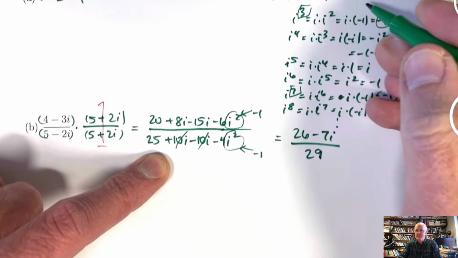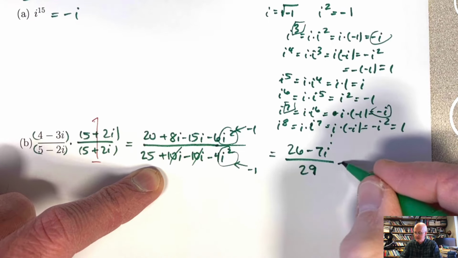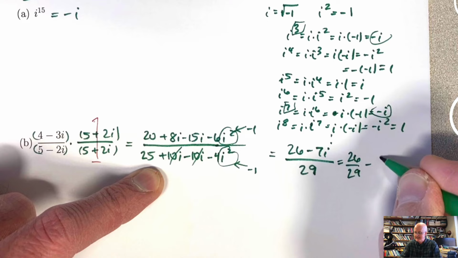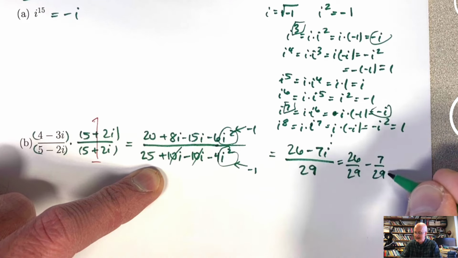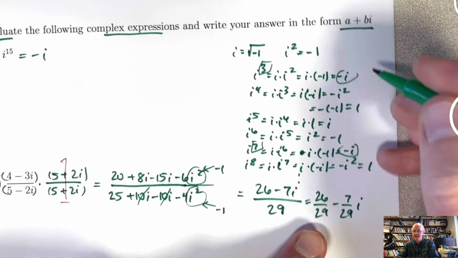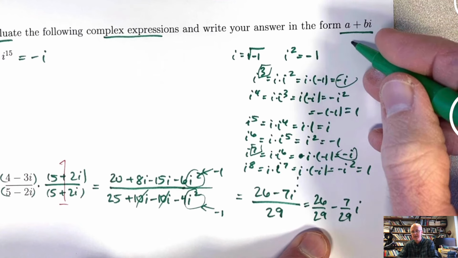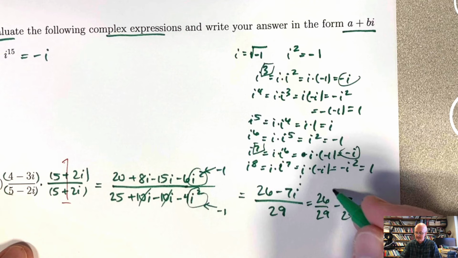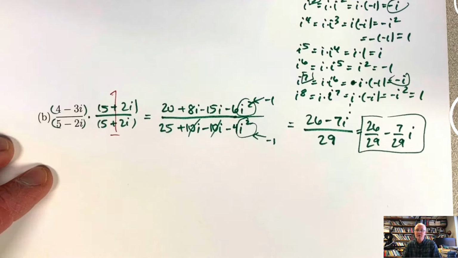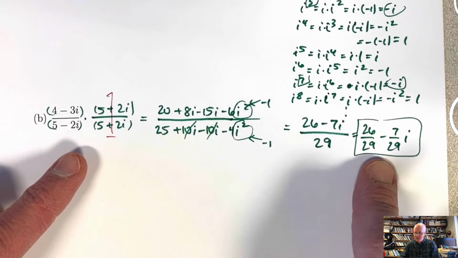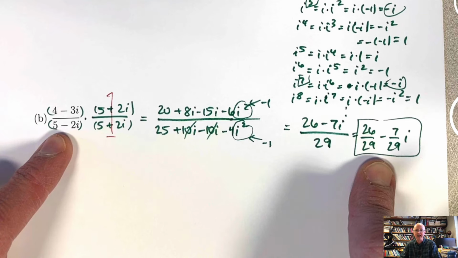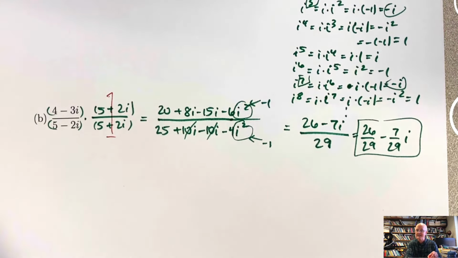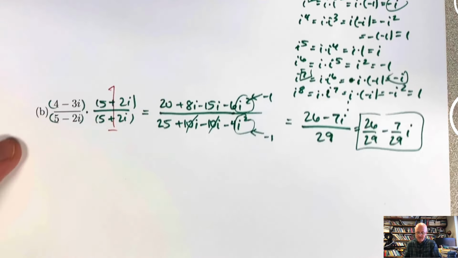To write it in this form, I should also split this apart like this: 26 29ths minus 7 29ths i. That will fit this form where A is 26 29ths and B is negative 7 29ths. That is the answer. Okay? You could check this, by the way, by taking that expression, multiplying by 5 minus 2i, and seeing that it will simplify to 4 minus 3i. This does work.